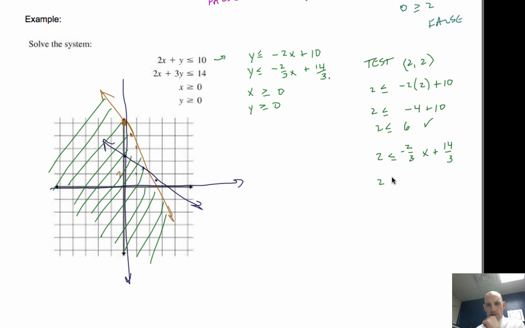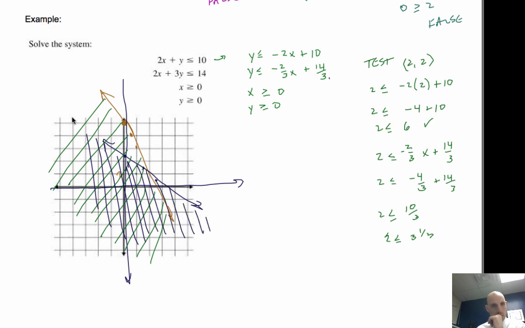And that's going to be 2 is less than, and this is going to be negative 4/3, because that would be negative 2/3 times 2, plus 14/3. So is 2 less than 10/3? Those would be 10/3. And so 2 is less than or equal to 3 1/3. That is true. And so we're going to shade the place underneath my blue line here.